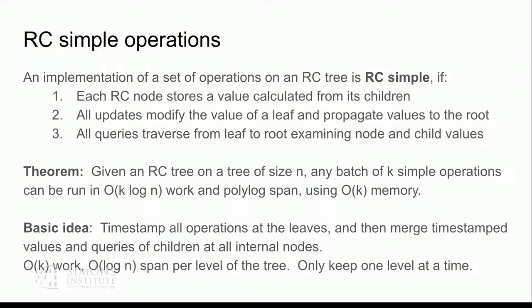So the root is going to end up with a list of size k, a sequence of size k. In fact, the total weight of each level is k. It's a bunch of singletons at the bottom and then pairs at the next level, et cetera. And so the total work is k log n. So basically, you propagate up this information.